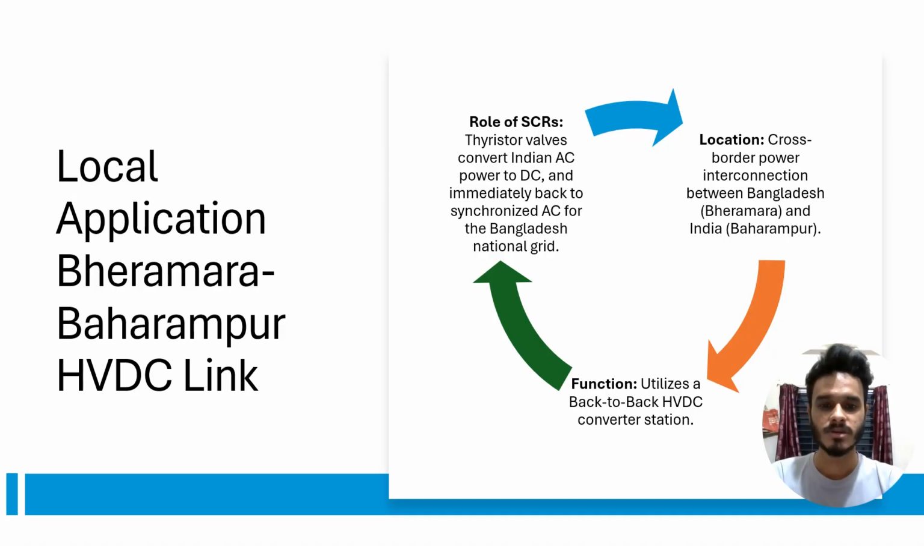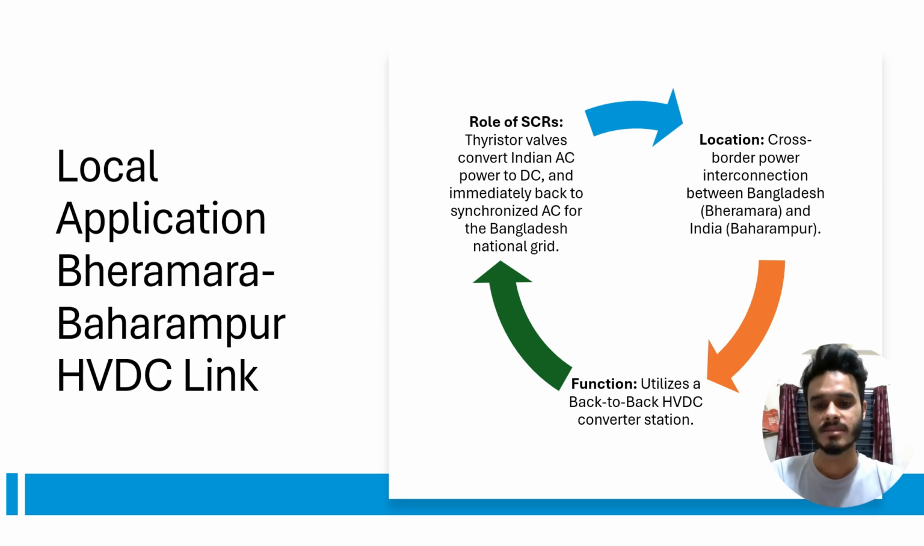Because the national grids of our two countries operate independently and are not perfectly synchronized, we cannot safely connect an AC line directly between them. Instead, these facilities utilize a back-to-back high-voltage DC converter station. Inside this massive station, giant thyristor valves built from hundreds of SCRs do exactly what we have discussed today.